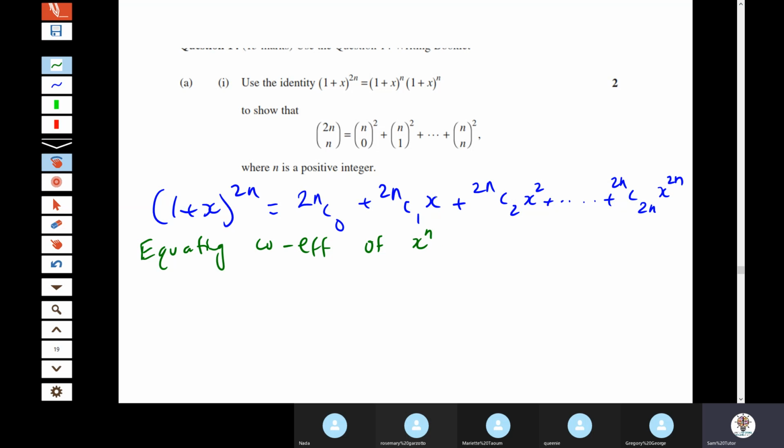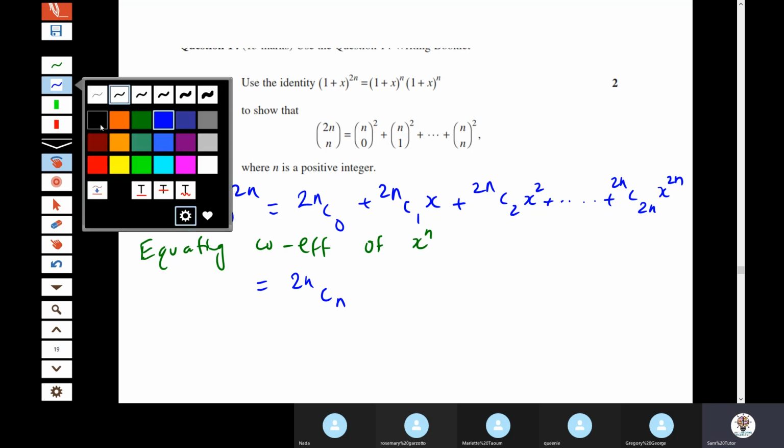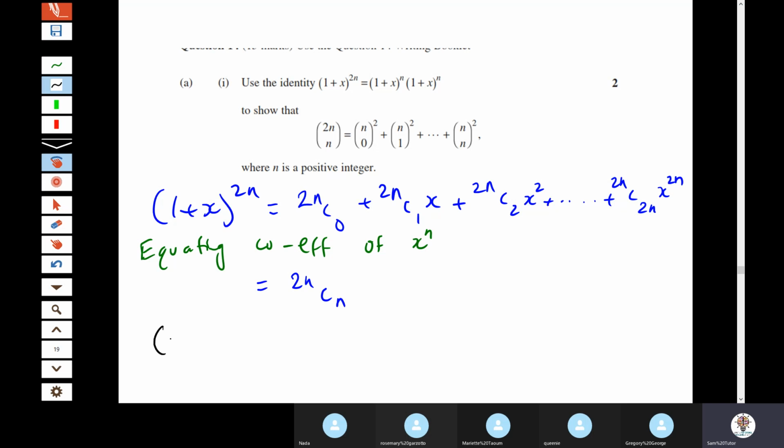So for this one, what's the coefficient of x to the n now? In blue? 2n choose n. That's your left-hand side done. Make sense? Now we need to do the right-hand side, which I'll do in black. (1 + x)^n. All right, what do you get when you expand this one?